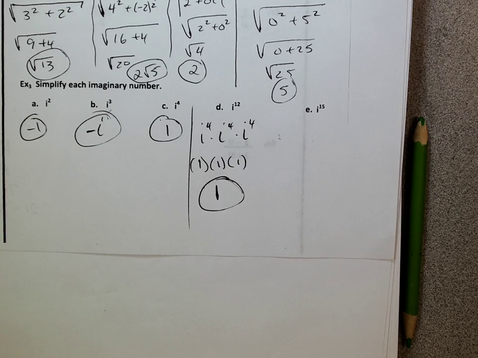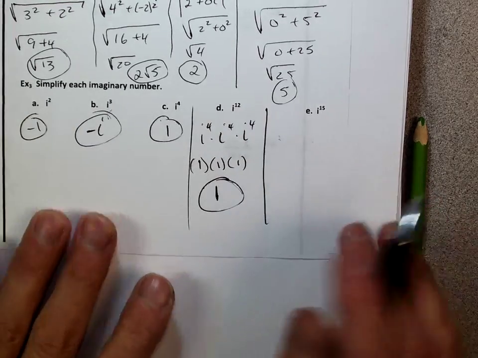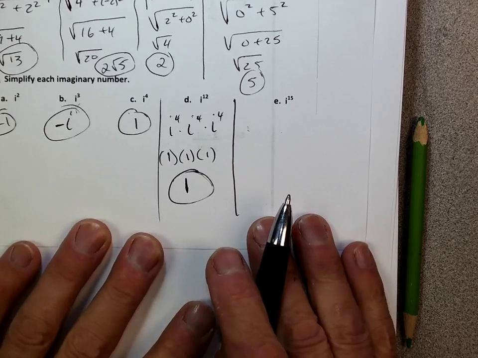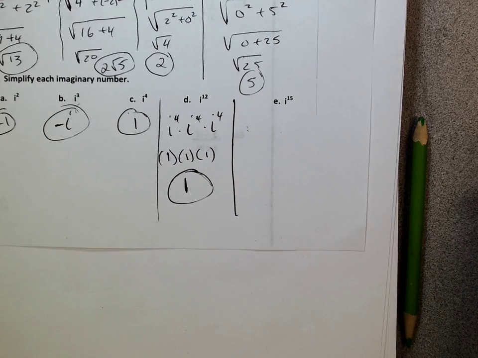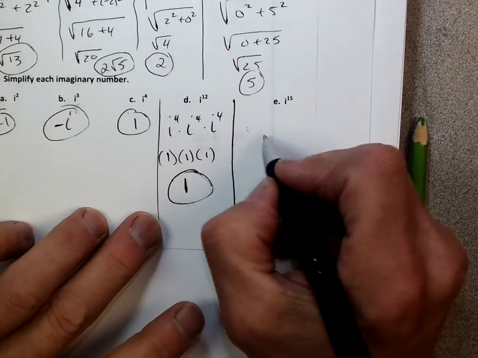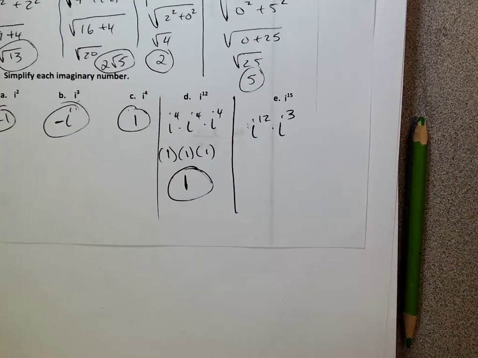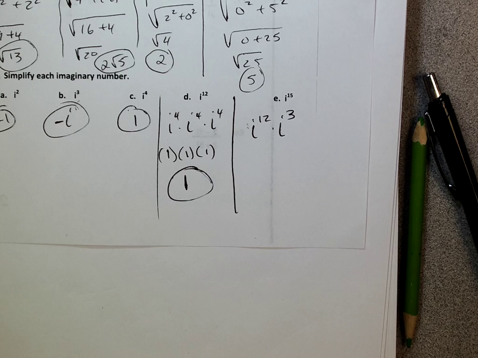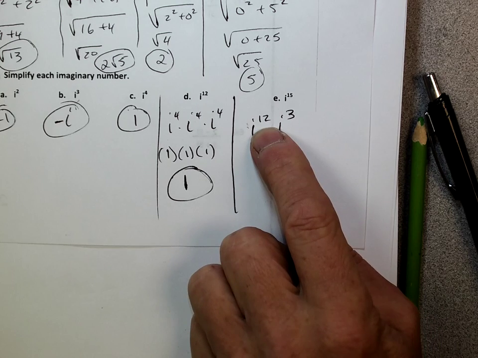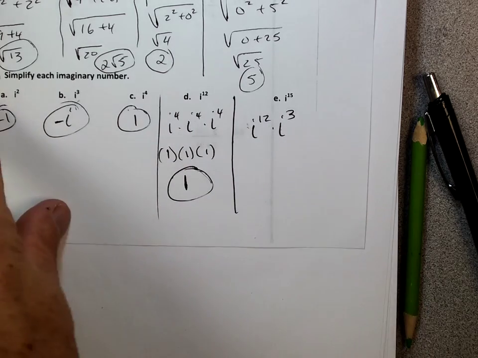So when I get to i to the 15th, what I need to do is get some multiple of 4. If I wrote it as i to the 12th times i to the 3rd. Okay, I'm going to stop and let you think about this. So when I get big exponents, I need something that has a perfect multiple of 4. i to the 12th can be 1, plain old 1. And then i to the 3rd, we know from our chart, is negative i.